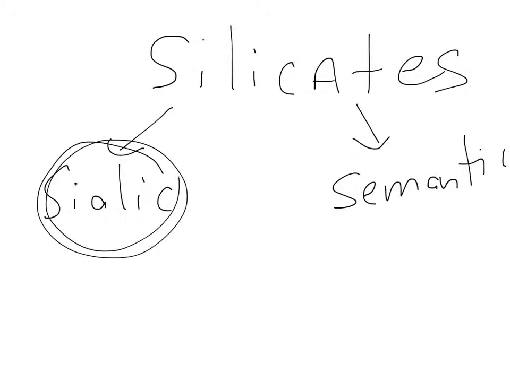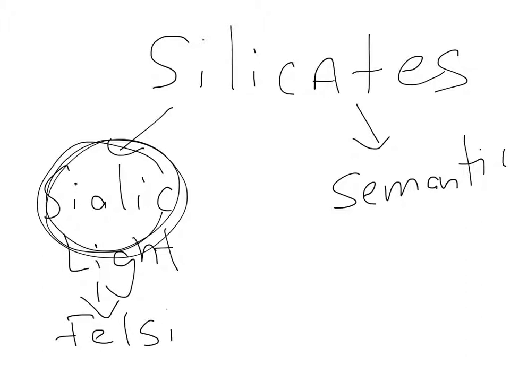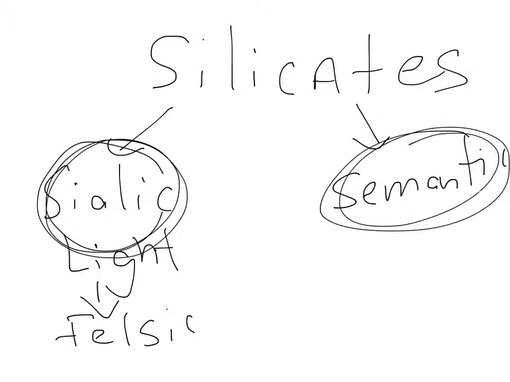Sialic were the silicate minerals that were light in color. So they were light. And just to let you know, every single mineral that's in that Bowen's reaction series is a silicate mineral. So the ones that are light, like quartz and potassium feldspar, that is felsic. And the minerals that are femic, they are dark. And that would equate to mafic.